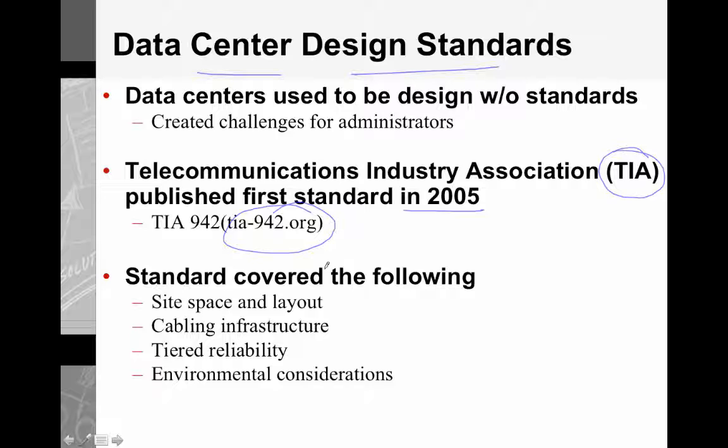But let me cover some of the important aspects of the data center as part of this section. This standard covers the site, space, and layout, how the data center should be laid out, how the cabling should be done, and also talks about several tiers of data center. All data centers are not created equal. You have tier 1, tier 2, tier 3, and tier 4 data centers, each with its own SLA, so it talks about that. And then it also talks about the environmental considerations of a data center.